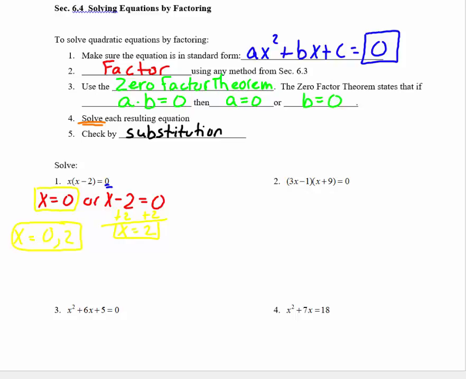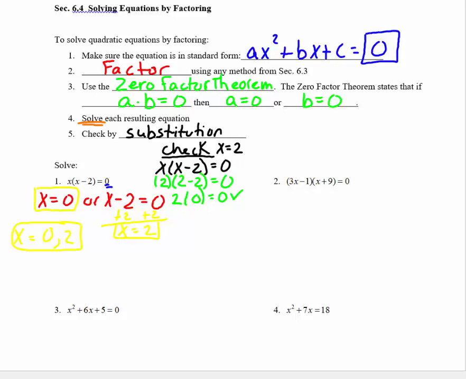So the last step is to check by substitution. I'm going to check x equaling 2 and I'll leave you to check x equaling 0. So how do we check? Well, we go back to the original problem, which is x times (x minus 2) equaling 0. And I said I would check x equaling 2. So what we do is we plug in a 2 wherever we see x. We'll plug in a 2 there and a 2 there. So anytime I do a substitution, I use parentheses. So (2) and then (2) minus 2. Well, that gives me 2 times 0, and 2 times 0 is 0. So it does check. So go ahead and try checking x equaling 0.